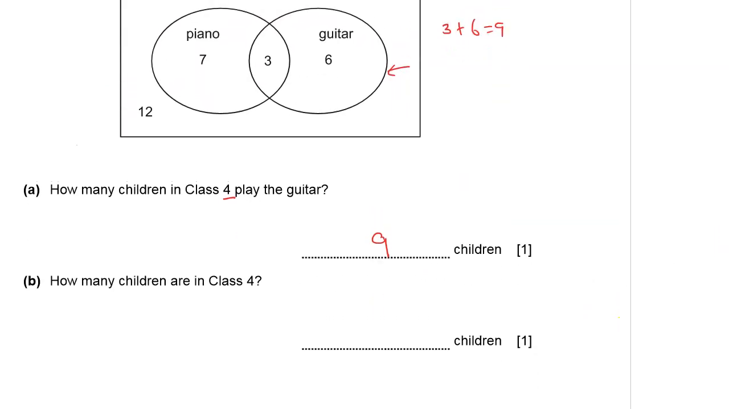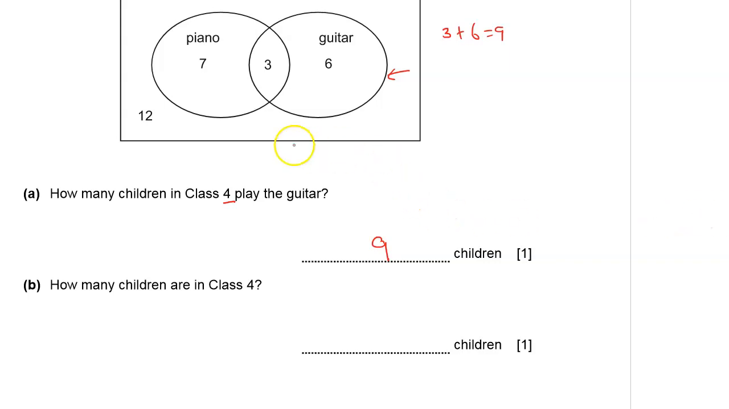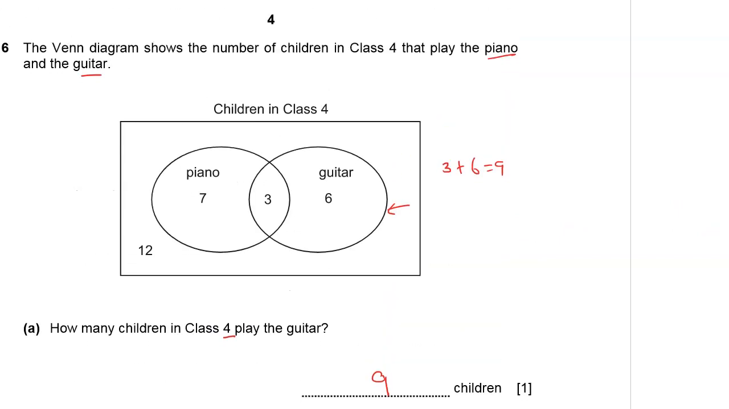Part B, sorry. How many children are in class 4? The number of children in class 4 includes all the children in the rectangle, and we have 12 children that play neither piano nor guitar.